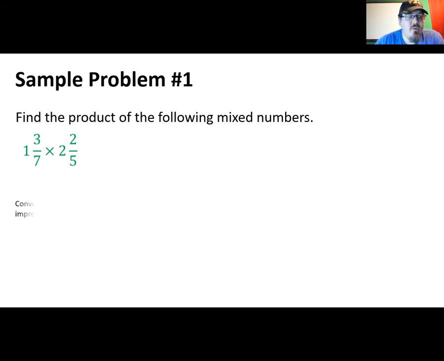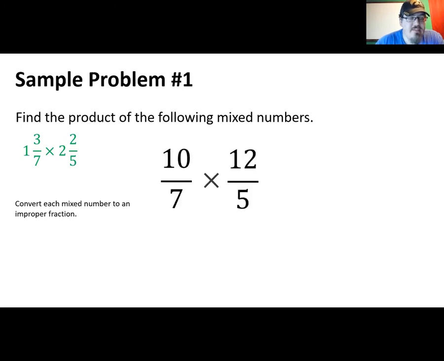So we're going to start by converting all of the mixed numbers to improper fractions. In order to multiply fractions, you have to be dealing with improper or proper fractions. You cannot have mixed numbers in the multiplication. So this is a situation where we want to do that conversion. So like we did in the previous video a while ago, we need to multiply 7 times 1 and then add 3 to convert the first fraction, and that becomes 10/7. Then we're going to do the same thing with the second fraction. 5 times 2 is 10, plus 2 is 12/5. So we've converted the mixed numbers into improper fractions.